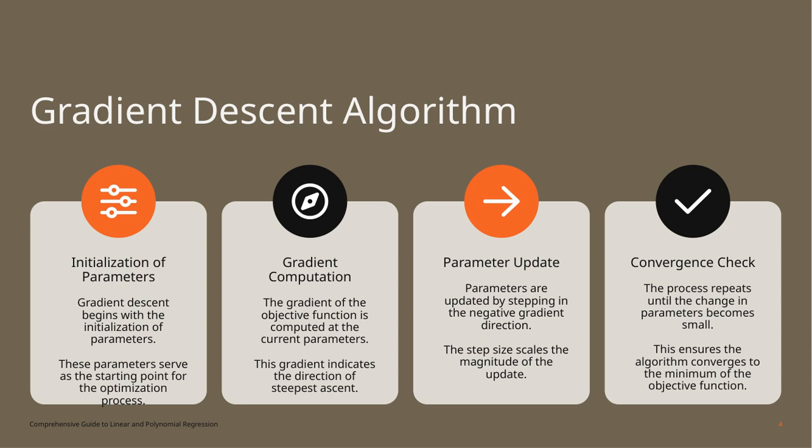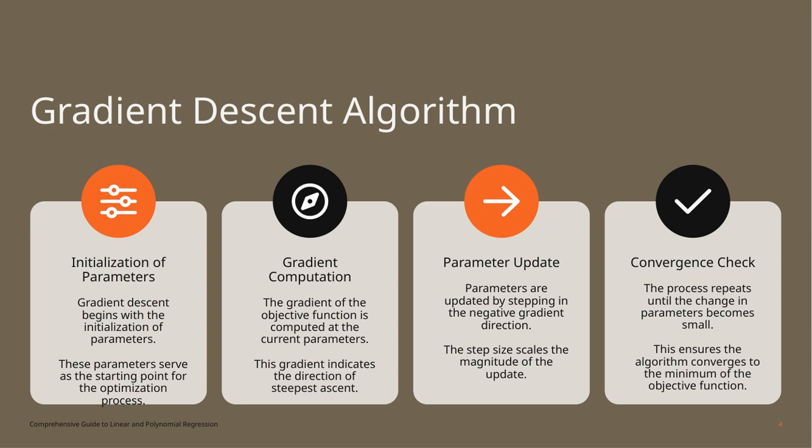Then, we update our parameters. We do this by taking a step in the opposite direction of the gradient, so downhill. The size of this step is determined by the learning rate, or step size, which controls how big each move is. Choosing the right step size is important to ensure steady progress without overshooting. Finally, we check for convergence. We repeat this process, computing gradients and updating parameters until the changes become very small.